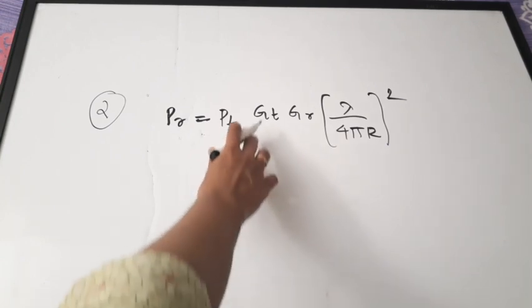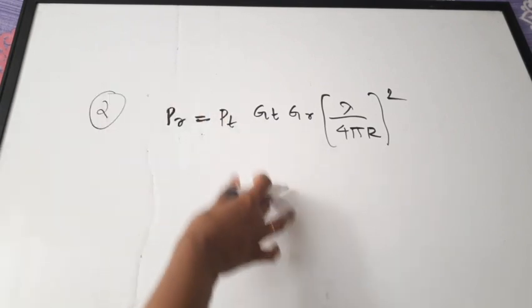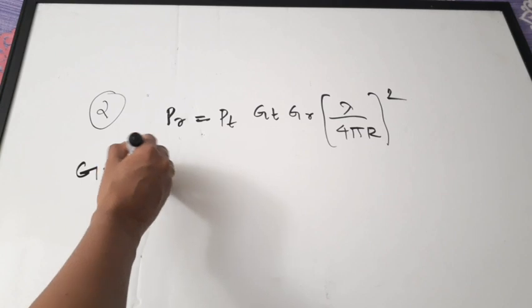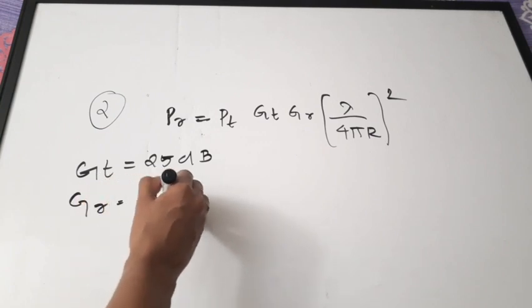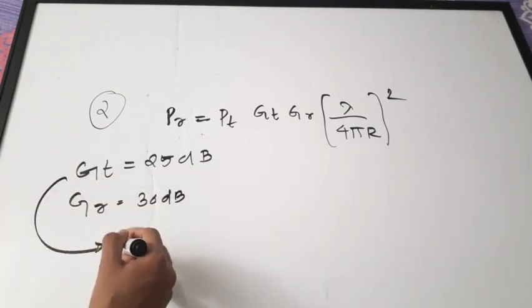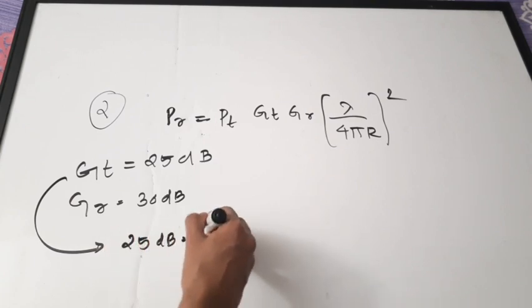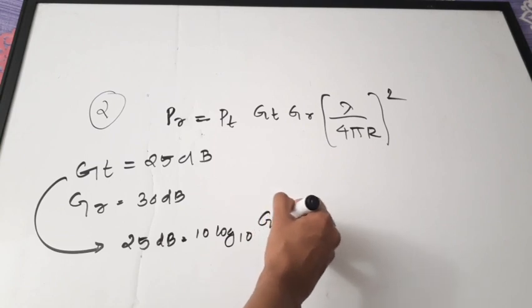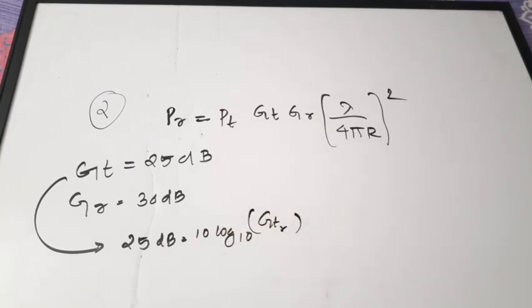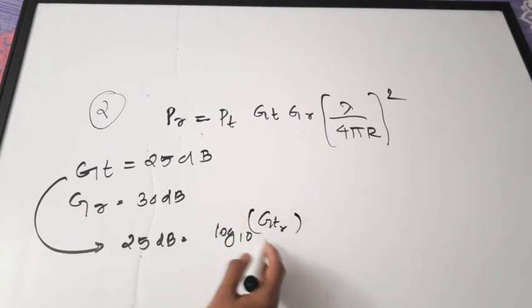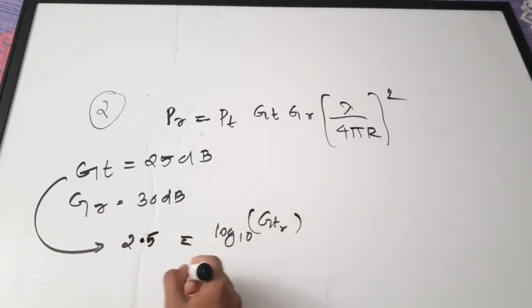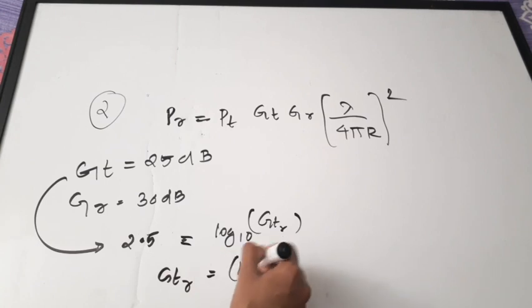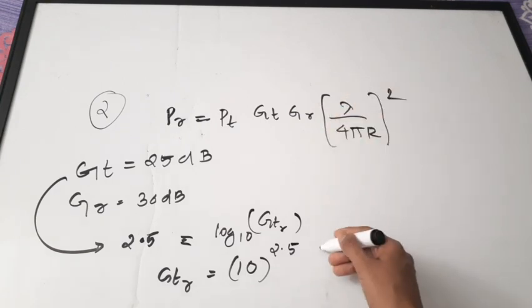So I'm going to convert the gain values from dB to ratio. Okay, so the gain of GT is given as 25 dB, right? And GR is given as 30 dB. I'm going to convert it back to ratio. That is 25 dB equal to 10 log 10 GT in ratio. So 10 log 10 GT. So I'll divide 25 by 10, I'll get 2.5. Taking the inverse logarithm, I'll get GT equal to 10 raised to 2.5. This is the value we actually require. Okay. Only this value we can substitute here.